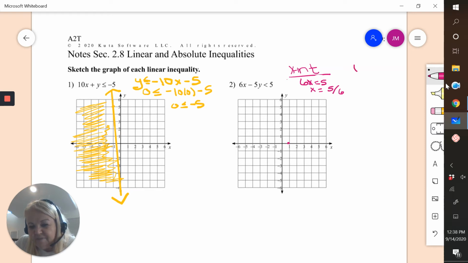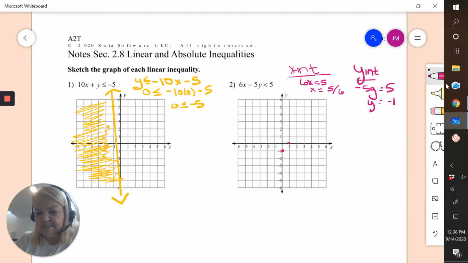And then you could find your y-intercept by putting 0 in for x, and pretend like you're just graphing the line. So negative 5y equals 5, y equals negative 1. So it crosses the y-axis at negative 1. Okay, or you could put it in slope-intercept form and you'd get the same line.